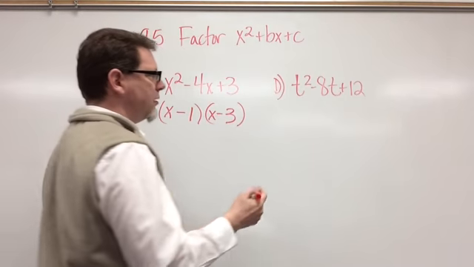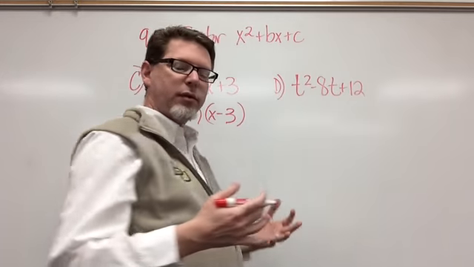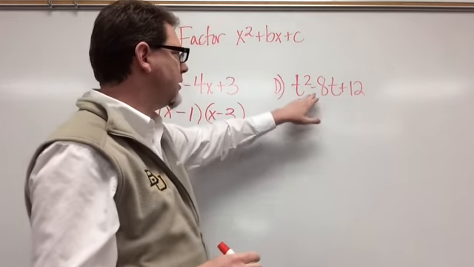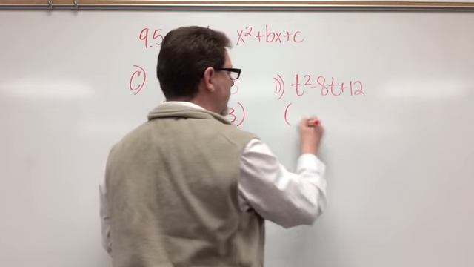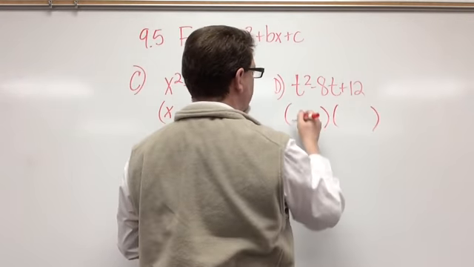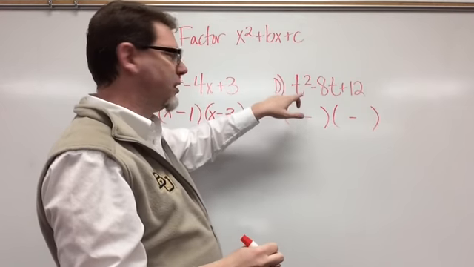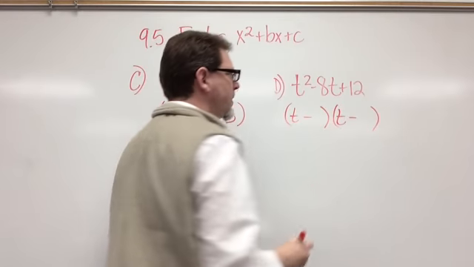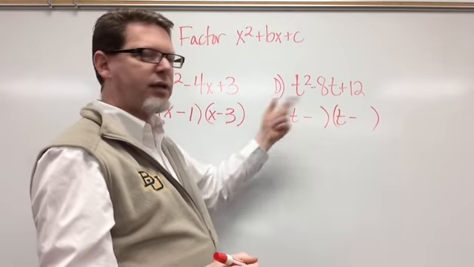Let's slide over here to t squared minus 8t plus 12. This one's a little bit more difficult because 12 has several factors. Again, b is negative and c is positive, so that means both of my binomials are going to have a minus in them. So t squared is t times t, so I'm going to start with the t, and now I've got to figure out what factors of 12 will add up to negative 8.